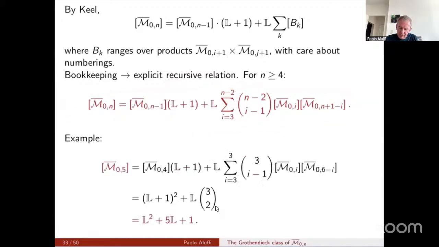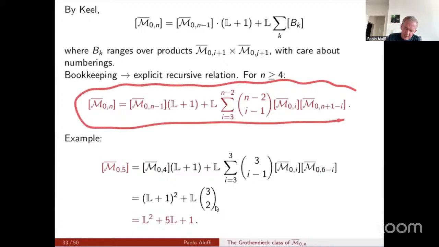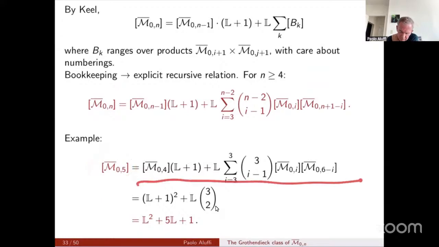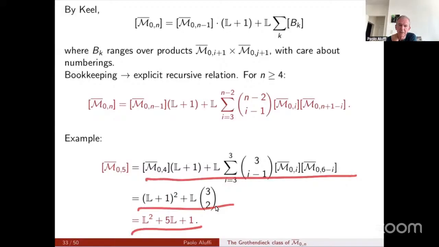So this is the recursion that I put on the slides at the beginning when I told you Keel's result implies a recursion for the Betti numbers. Well, this is it for the Poincare polynomial. So if you take M0,5 bar and do this computation this way, this is what you're going to do. And again, this is too fast to absorb in a talk, but you can see that the information is all there, and once you work it out, you get the right term.